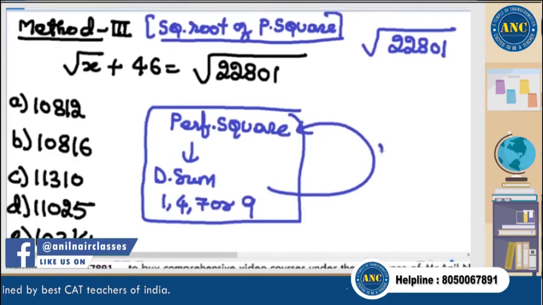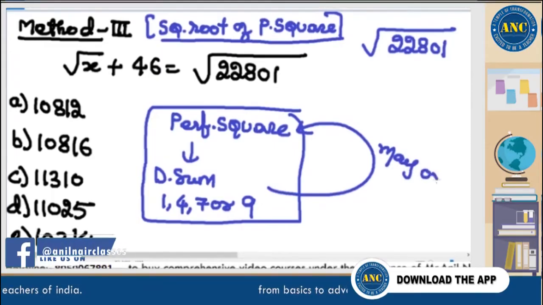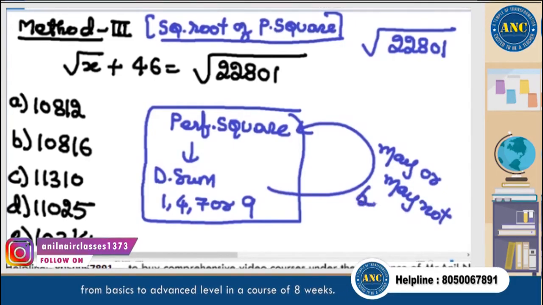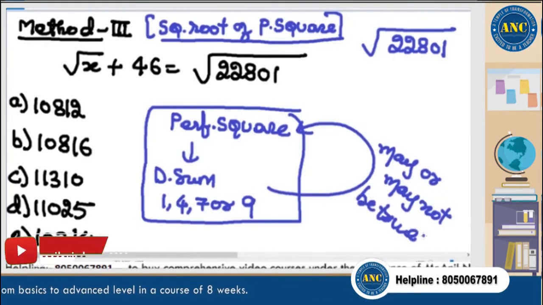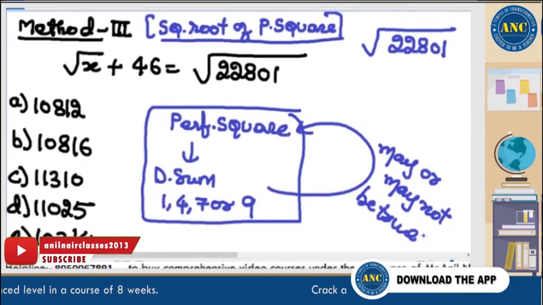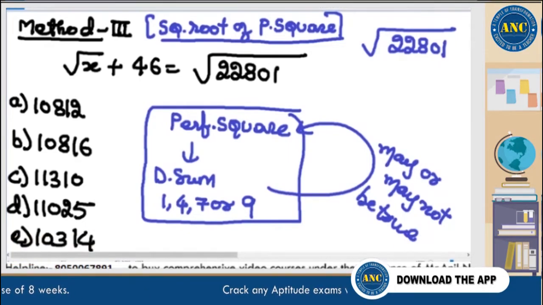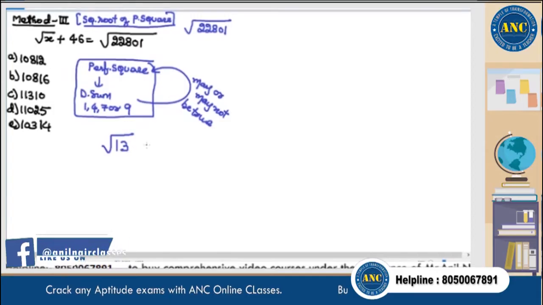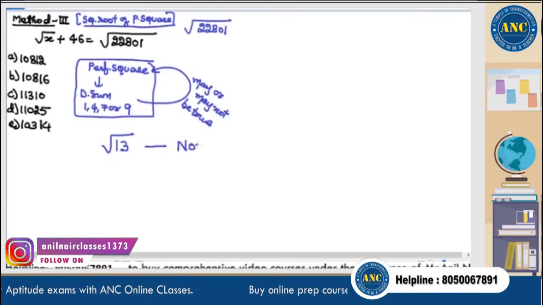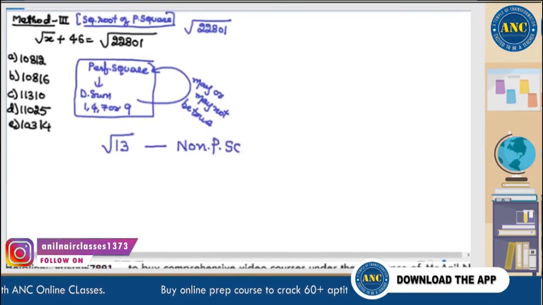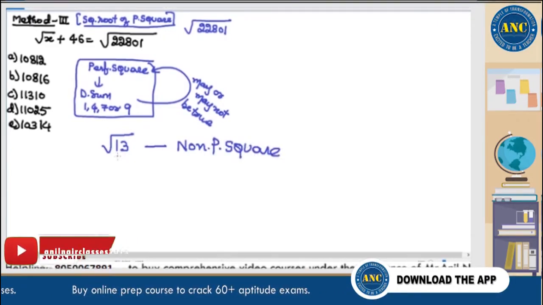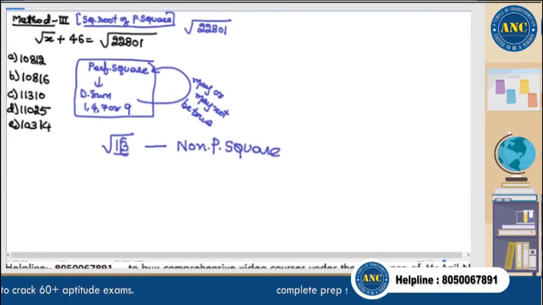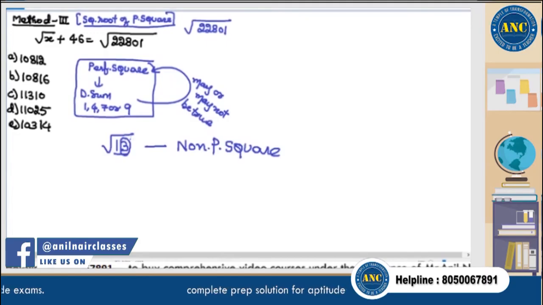Reverse, every number with digital sum 1, 4, 7 or 9 may or may not be a perfect square. Suppose it is root 13, it is a non-perfect square, because even though the digital sum of 13 is 4, a perfect square never ends with 2, 3, 7 or 8. I hope it is clear.